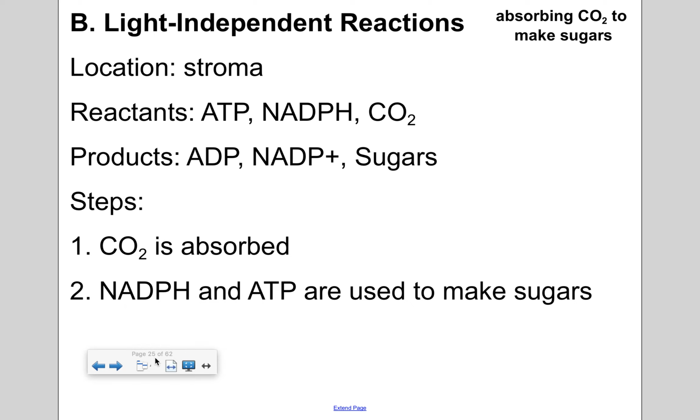Okay, the second stage of photosynthesis is the light-independent reactions. We're going to absorb carbon dioxide to make sugars. This takes place in the stroma, which is the fluid outside of a thylakoid, but we're still in the chloroplast. And the reactants, what goes into this? Energy, our electron carrier NADPH, and carbon dioxide. Our products are going to be ADP, NADP+, and sugars. So the steps here are more simplified: carbon dioxide is absorbed, NADPH and ATP are used to make sugars. So that is a pretty simplified equation.